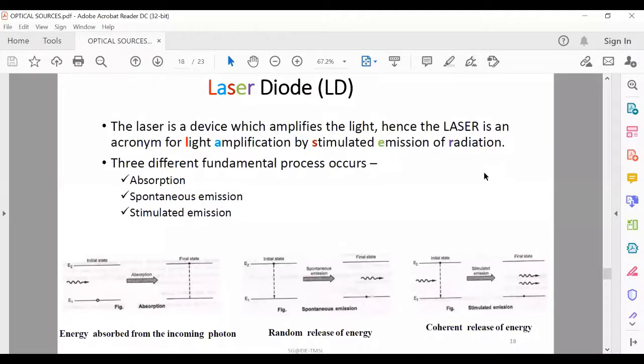So there are three fundamental processes that occur between the two energy states of an atom. One is the absorption, another is the spontaneous emission. Stimulated emission is the third one. Now this laser action is the result of these three processes: absorption of energy packets, meaning these photons, spontaneous emission, and the stimulated emission.